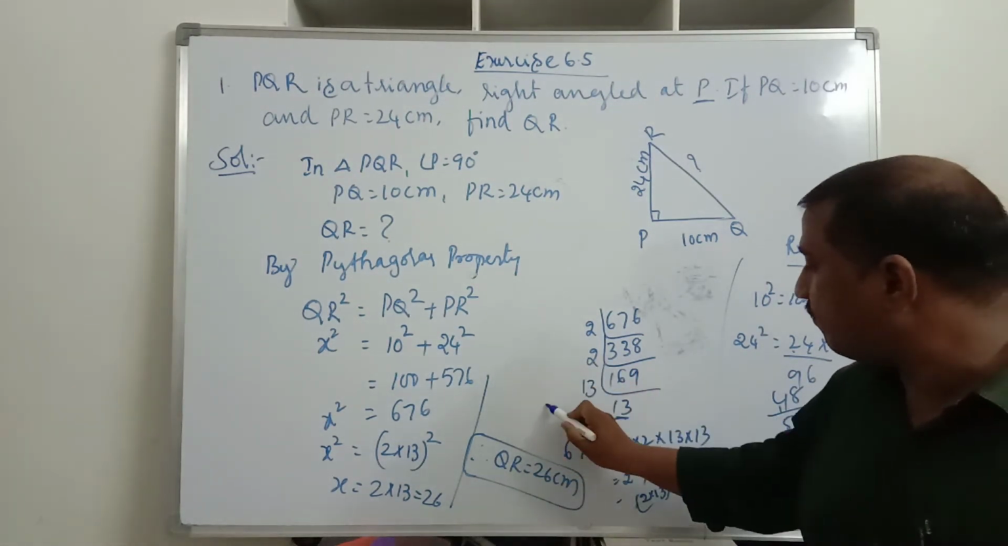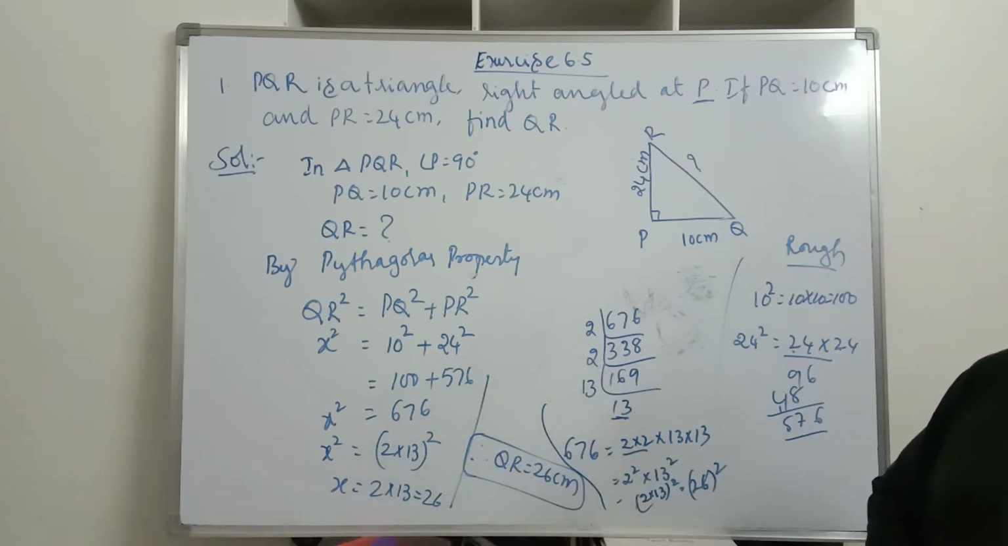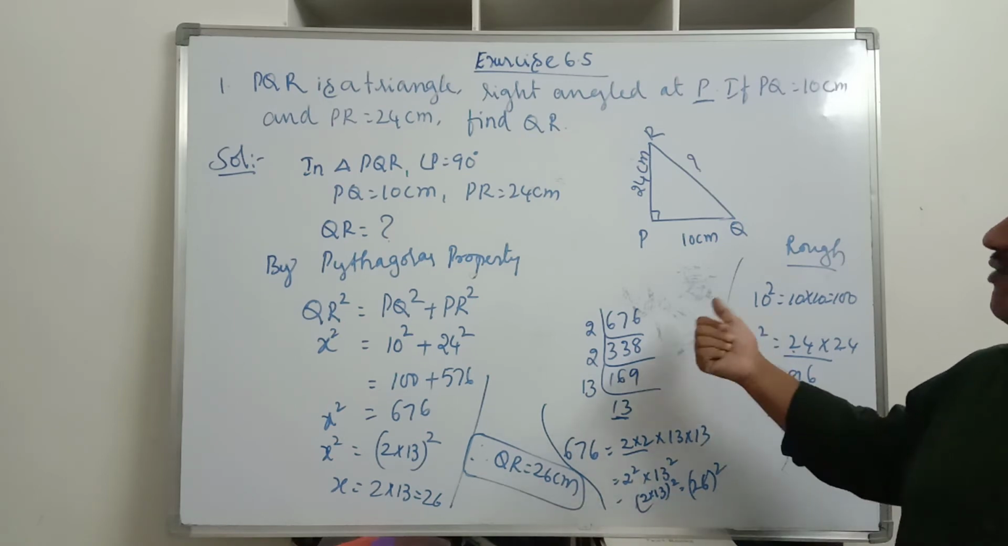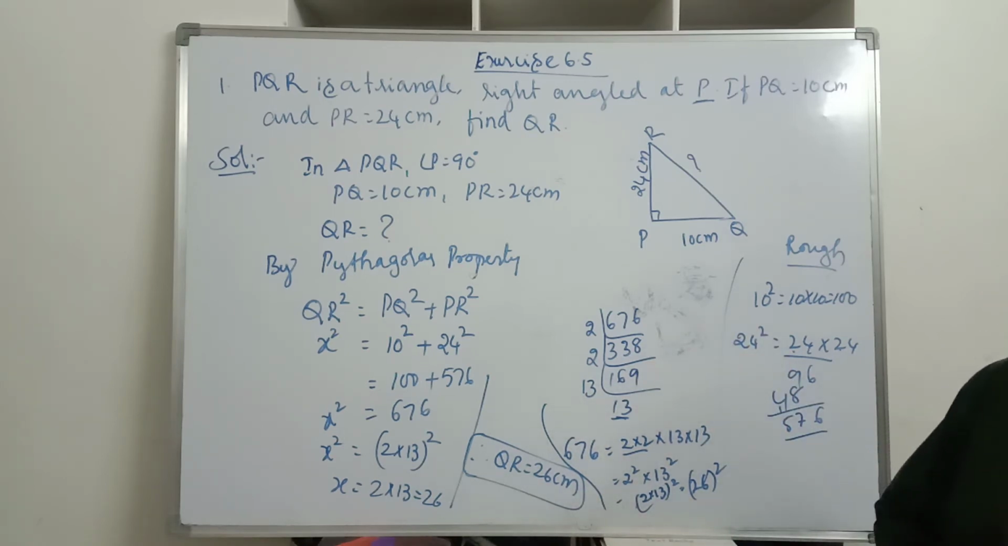Like this, we will find the unknown length, that is QR. We will discuss one more sum. Is it clear, children? Here we applied what property? It is the Pythagoras property.